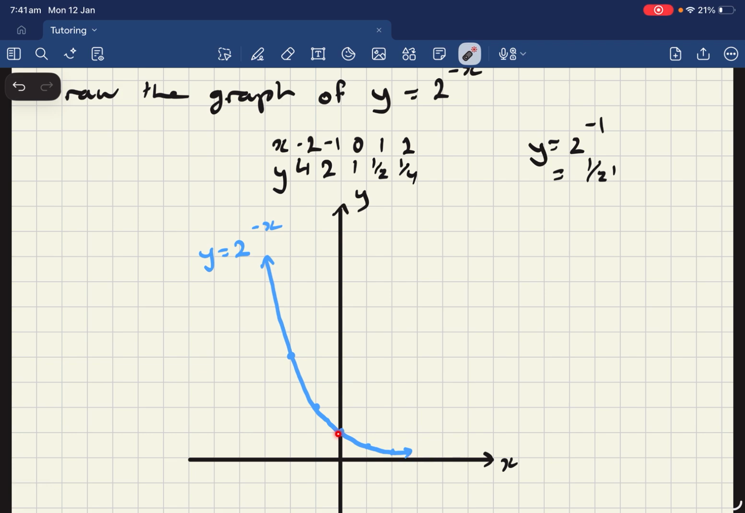Try to do it as one continuous curve and keep practicing because it is tricky to get in the initial stages.